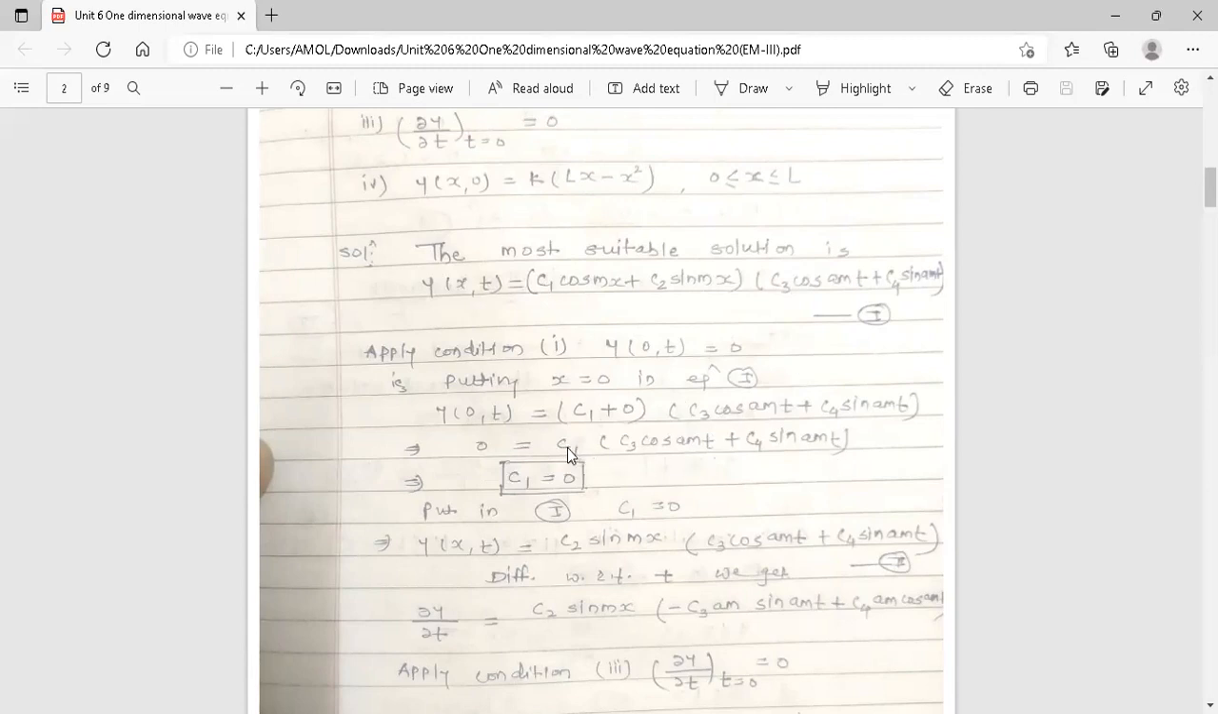So C1 is 0. If C1 is 0, first term will be 0 and the remaining terms will be additive. So after applying first condition, we are getting here C1 is equal to 0. So now put in equation 1, C1 is equal to 0. I have removed the first arbitrary constant C1 by applying first condition. So y of x,t is equal to, C1 is 0, so first term is absent, plus C2 sin mx, and the second bracket term as it is, C3 cos amt plus C4 sin amt. Okay.